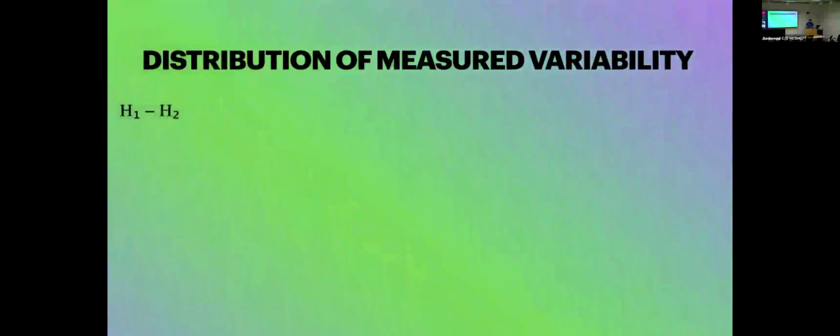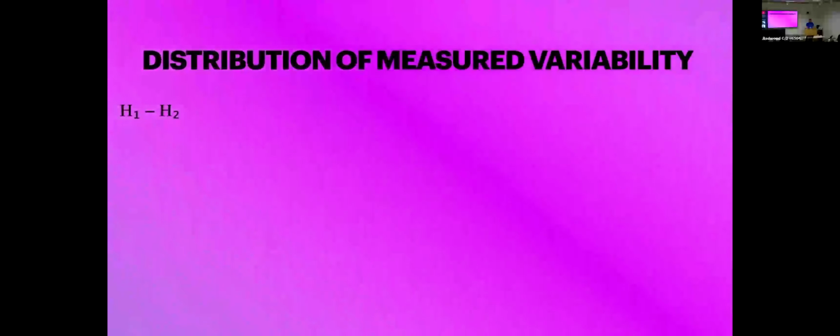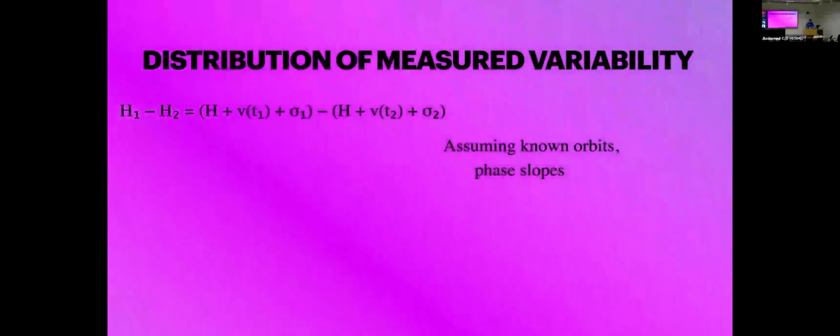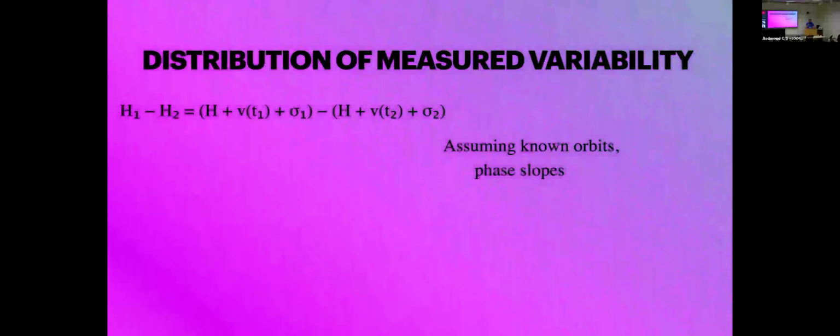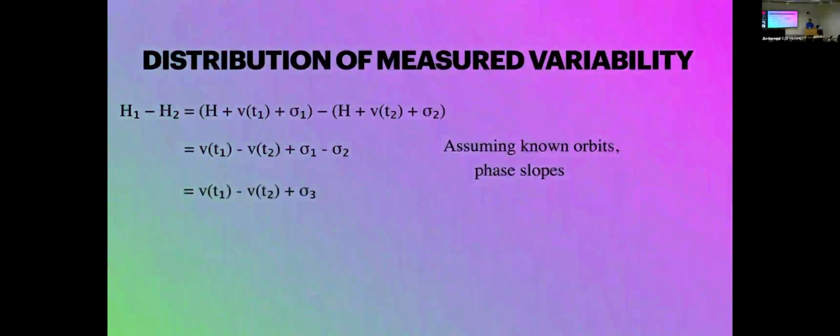So let's say that we only had 2 absolute magnitude measurements per object in the same filter. Absolute magnitude number 1 is measured from an apparent magnitude and a known orbit and phase slope, and then a second measurement in the same filter. We can expand that out into true absolute magnitude plus the variability at one time plus our measurement uncertainty, minus the same thing for our second observation. Assuming that we know the orbits and the phase slopes really well, we can rearrange to get rid of the absolute magnitude if our uncertainties are Gaussian and they combine nicely.